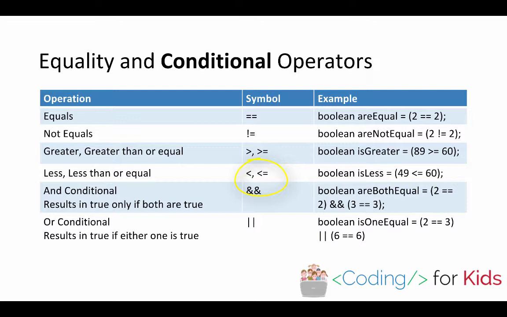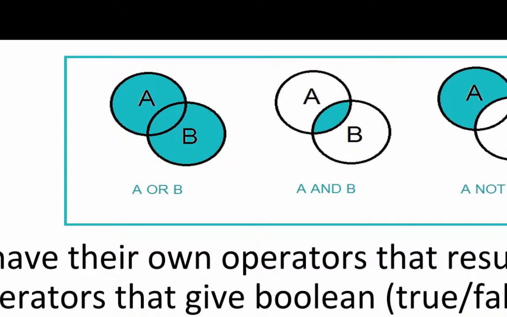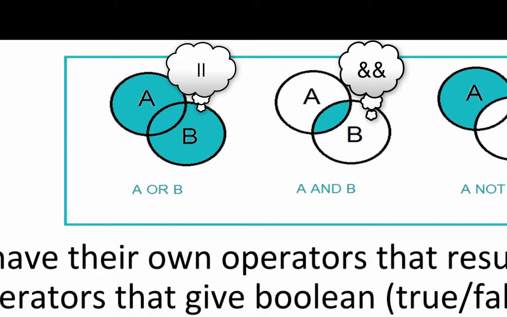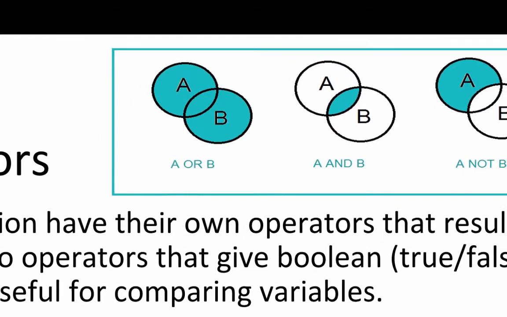There's an and conditional, which says if two things are true, then the entire thing is true, else it's false. And an or conditional, that if one thing is true, then the entire thing is true. You can also think of this as if something is A or B, then it's or. If something is A and B, then it's just and.